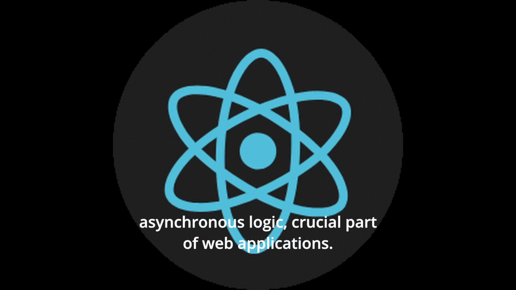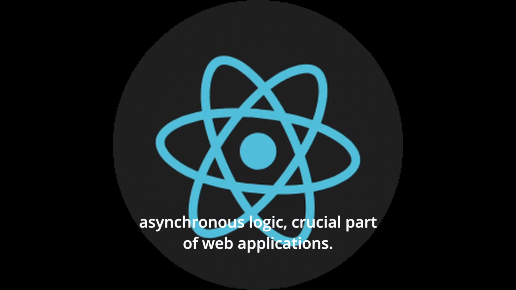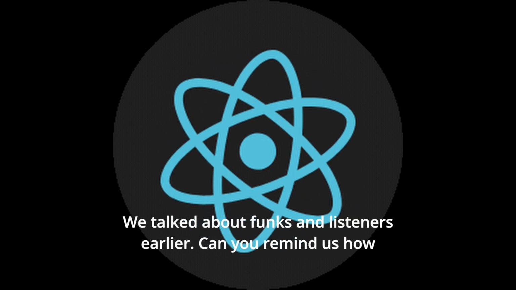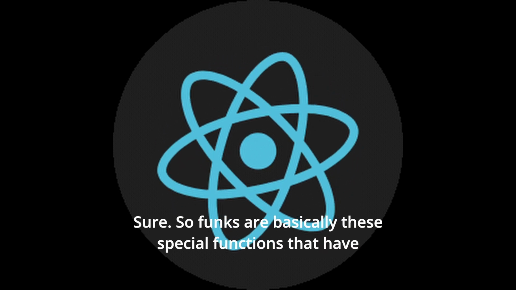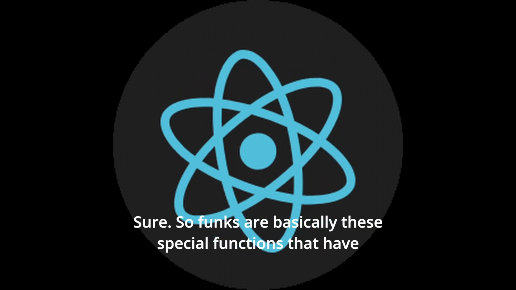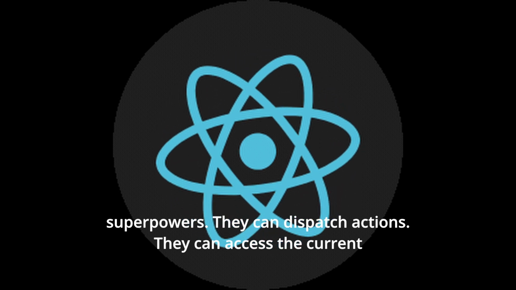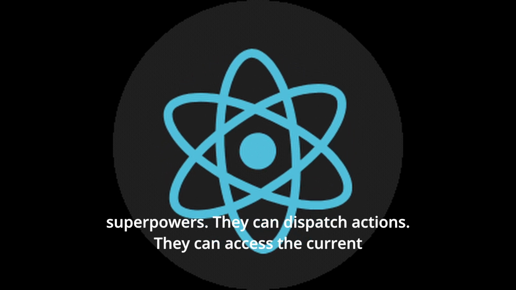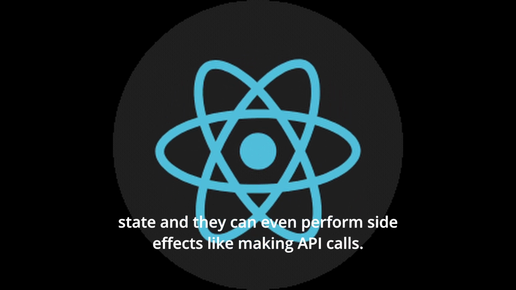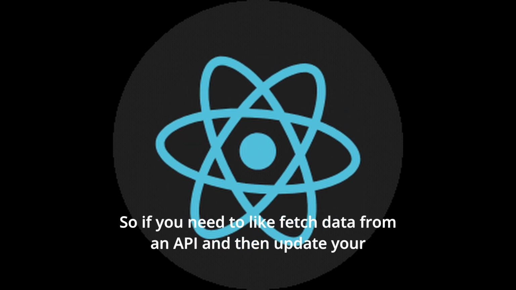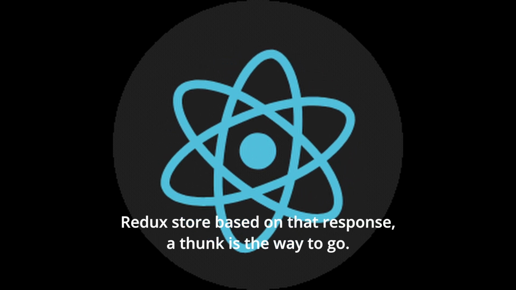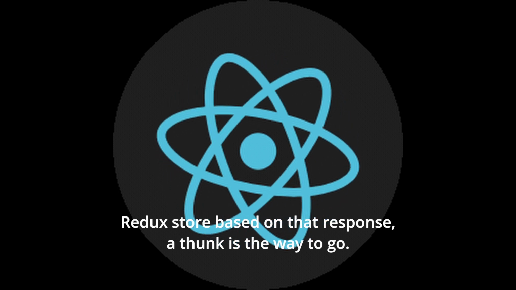So, asynchronous logic, a crucial part of web applications. We talked about thunks and listeners earlier. Can you remind us how those work and how they're different? Sure. So thunks are basically these special functions that have superpowers. They can dispatch actions, they can access the current state, and they can even perform side effects like making API calls. So if you need to fetch data from an API and then update your Redux store based on that response, a thunk is the way to go.